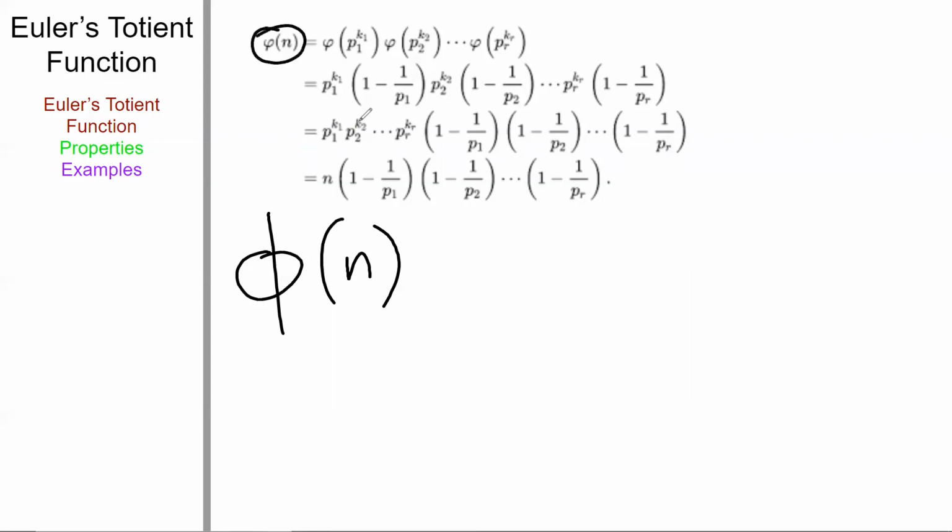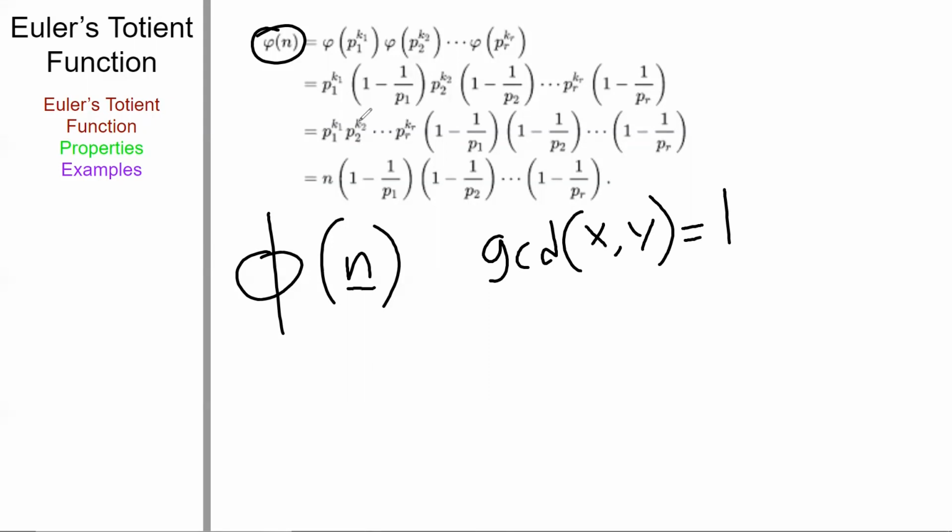Basically what this function does is if you plug in a positive integer n, then it gives you the number of positive integers less than n that are relatively prime to it. And remember that relatively prime means that the GCD of two numbers is equal to 1, which means that the numbers have no common factors.